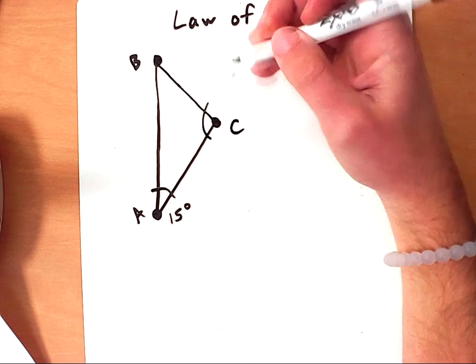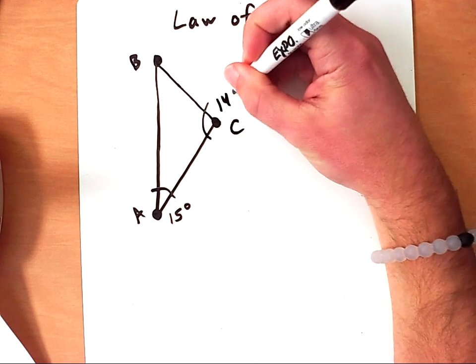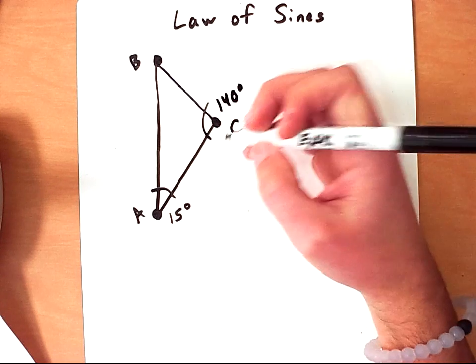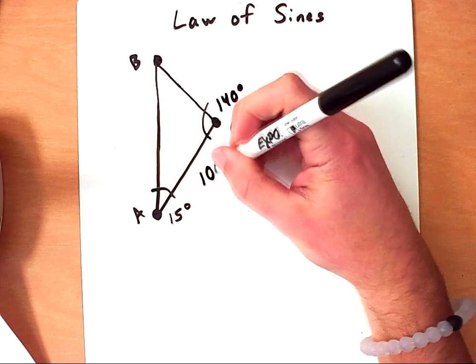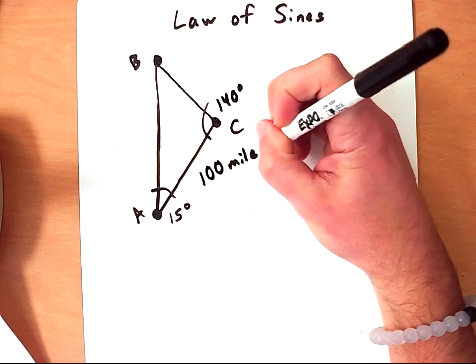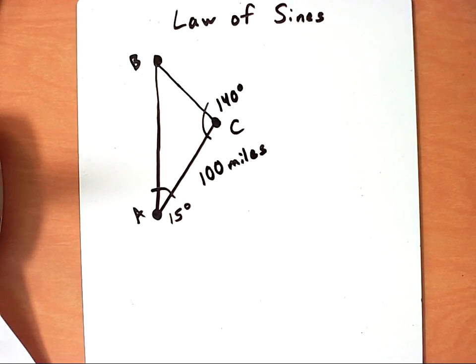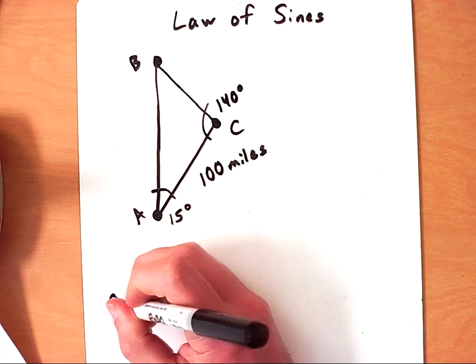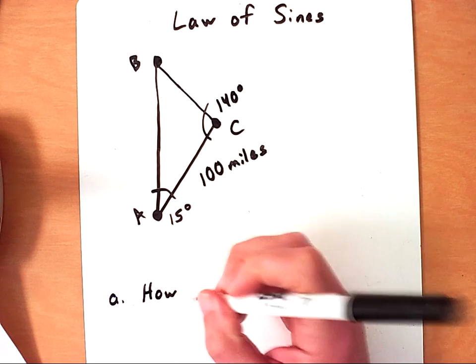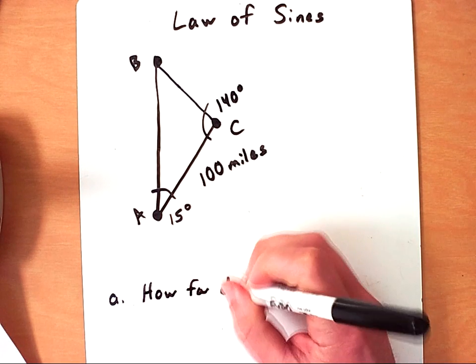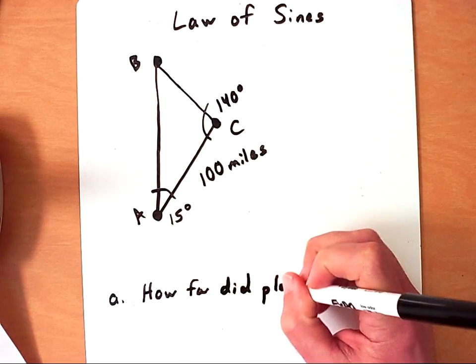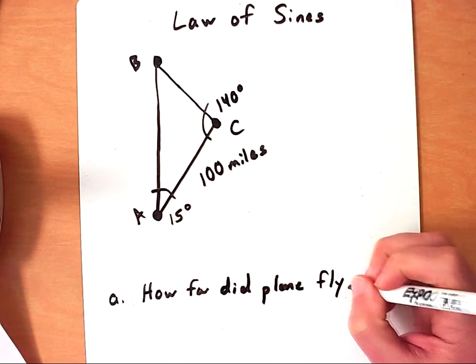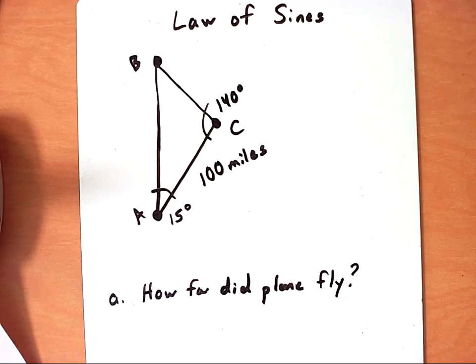So we'll call that point C where he makes the turn. And this turn would be the equivalent of 140 degrees. And between these 2 points, he flew a total of 100 miles. All right, so what if I wanted to find out how far our pilot flew total? So how far did the plane fly? All right, so we can solve this using the law of sines.